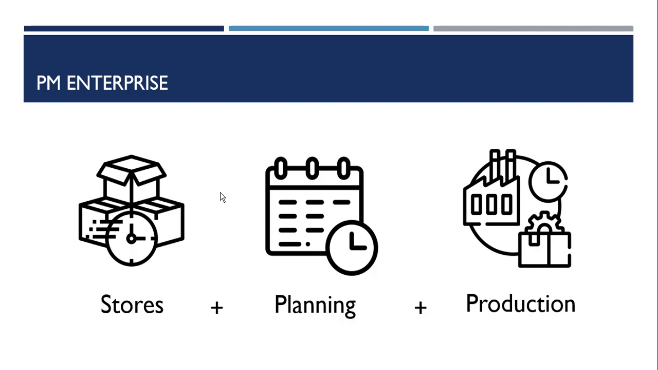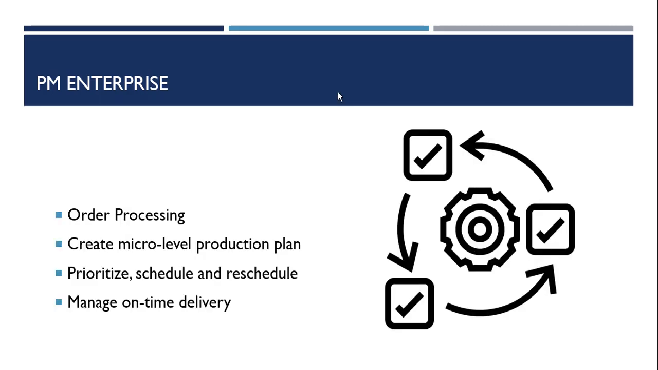PM Enterprise is an advanced planning and scheduling software which allows to plan, examine, optimize, analyze and take the control of production plan and scheduling on the shop floor. You have more visibility on the manufacturing processes. Now, what all things PM Enterprise offers?